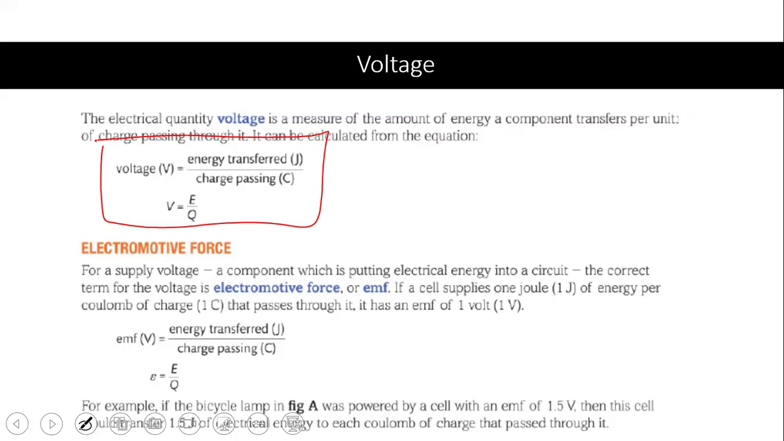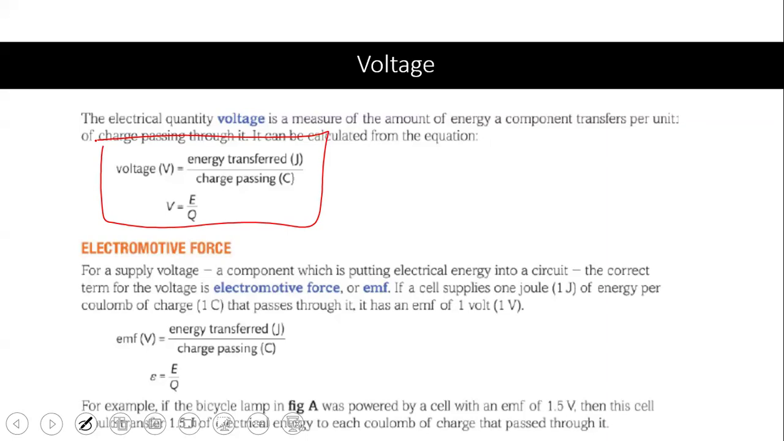And when we talk about a load, whether that load is a filament bulb, a resistor, some kind of thermistor, LDR, or your microwave or television, it doesn't matter. When I talk about the load, instead of saying voltage across the lamp, I simply say potential difference across the lamp. That is basically the difference between the two terminologies.